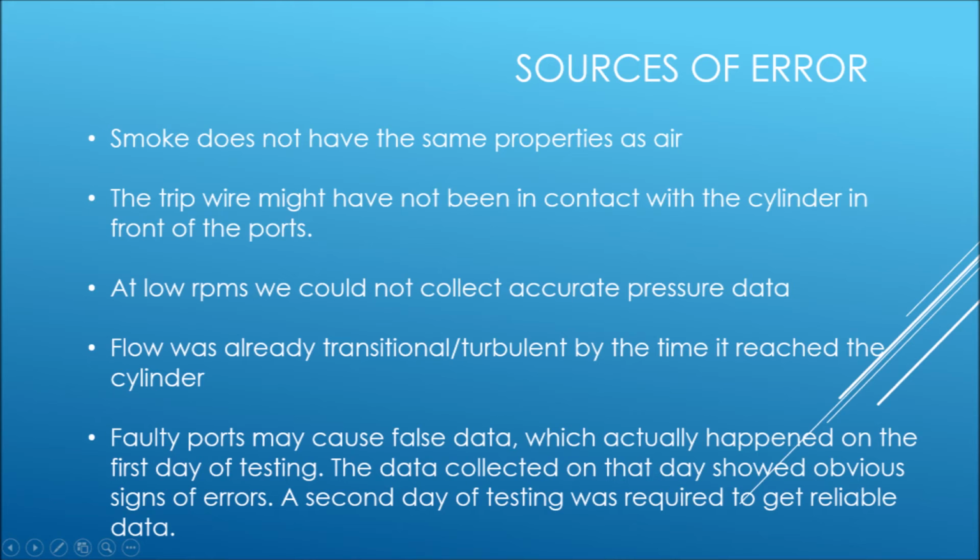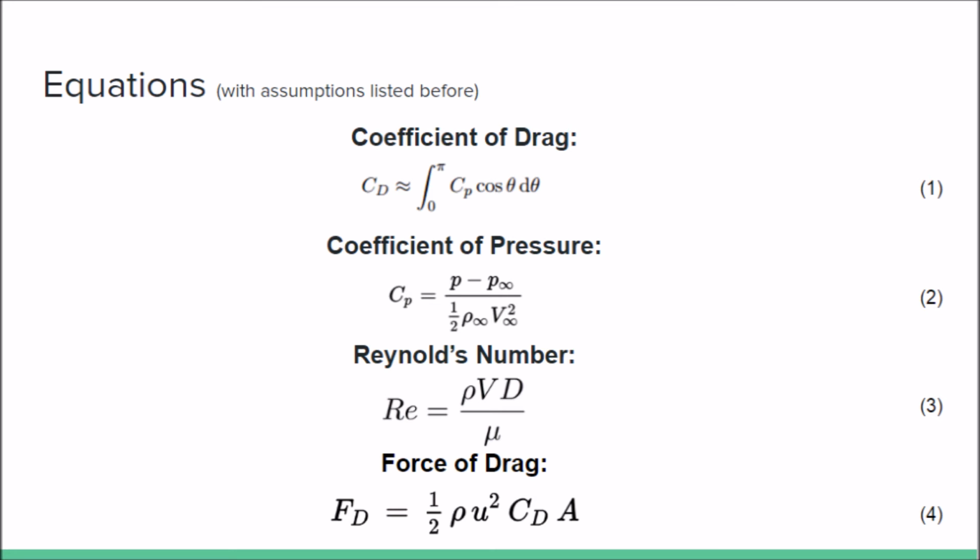We also could not get reliable data from low RPMs. Another source of error could be due to the fact that the flow was already transitional or turbulent by the time it reached the cylinder. In our analysis, we used the following equations: coefficient of drag, coefficient of pressure, Reynolds number, and force of drag.